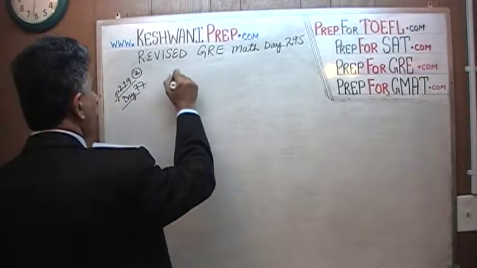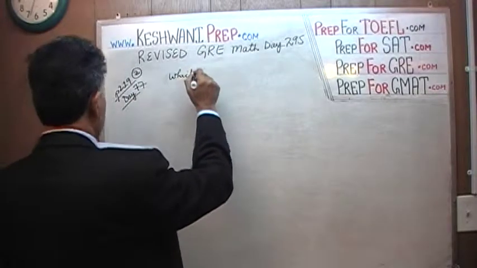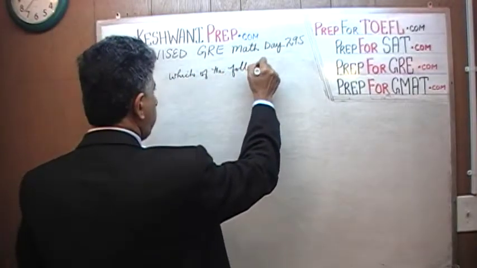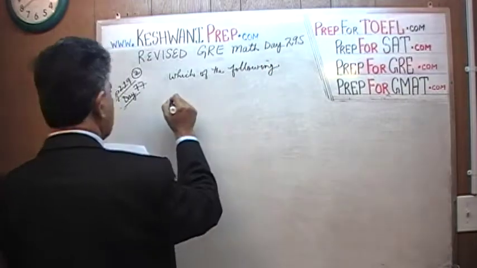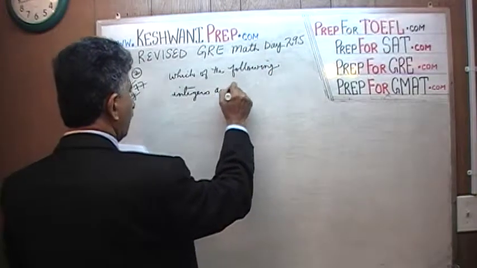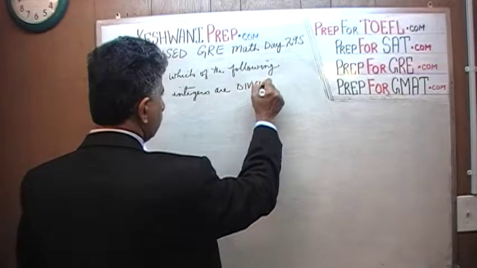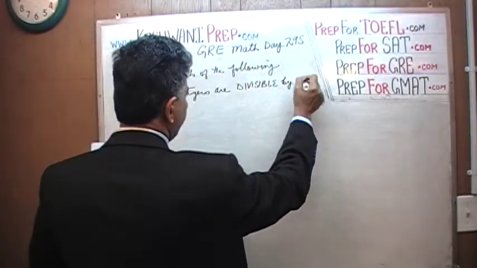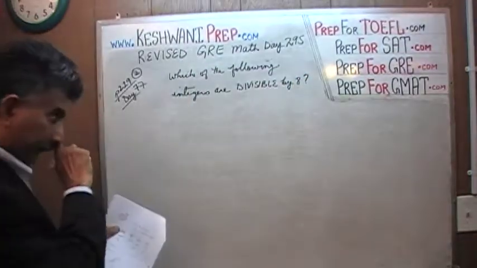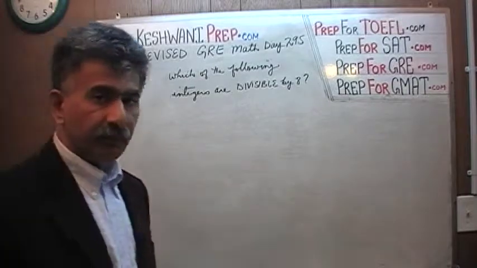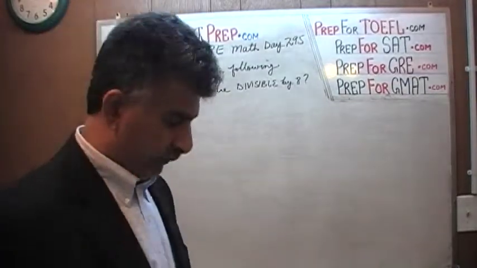It says, which of the following integers are divisible by 8? Listen, before we do the problem that is given in the book here, let me ask you this question.